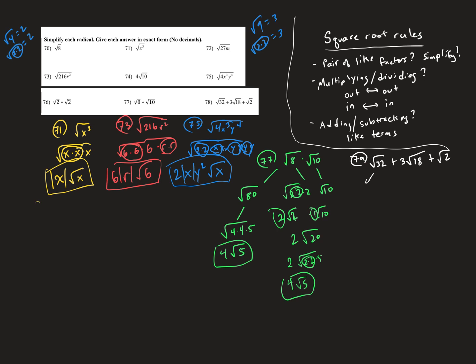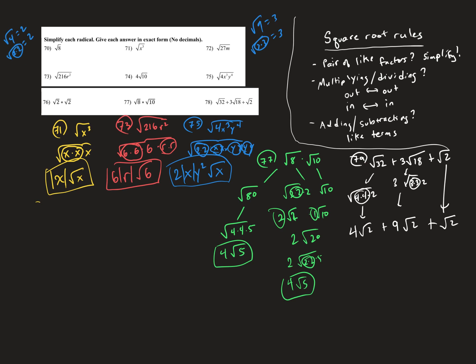So if I start with 32, 4 times 4 times 2, so that pair of 4s would come out as 4 square root of 2. 18, we have a 3 on the outside, and that's 3 times 3 times 2. Pair of 3s, so I can pull the 3 out, and that would get multiplied by the 3 that's already sitting there. And then the square root of 2 doesn't simplify any further.